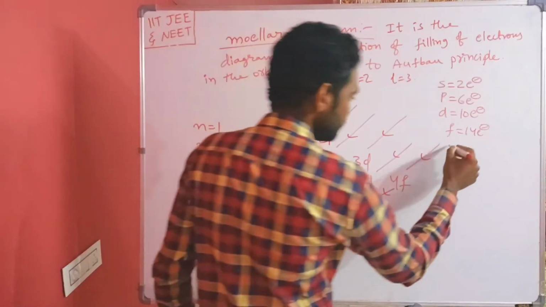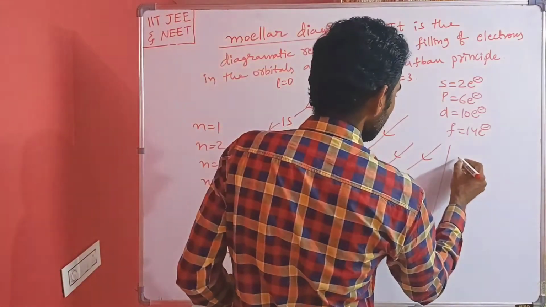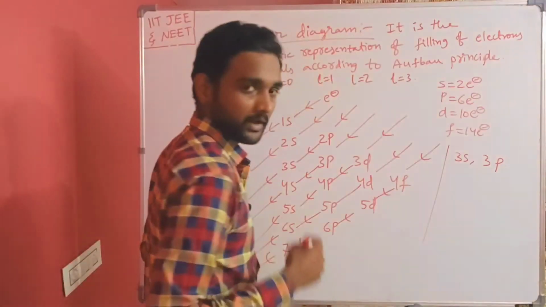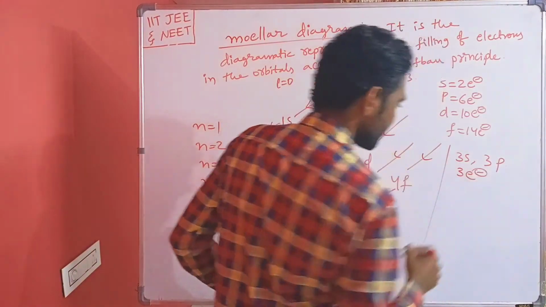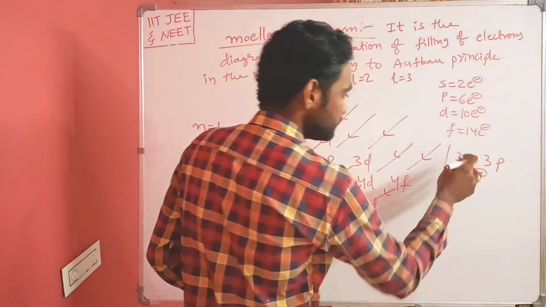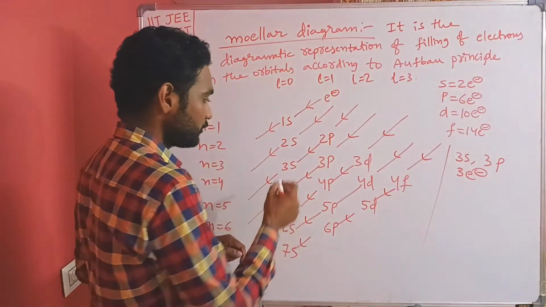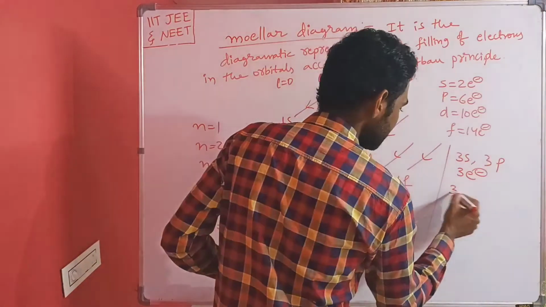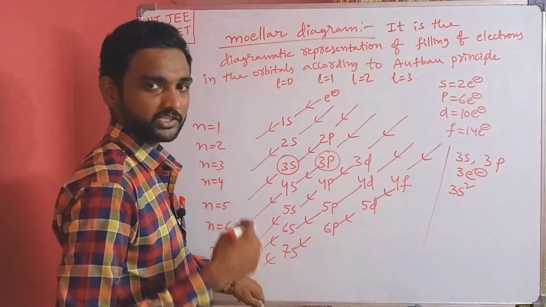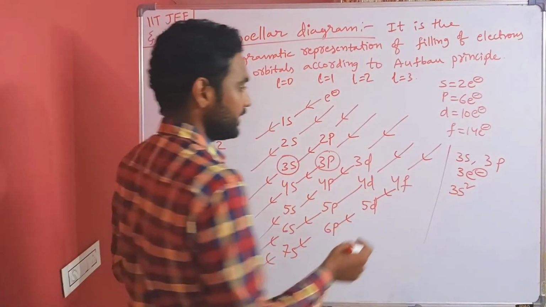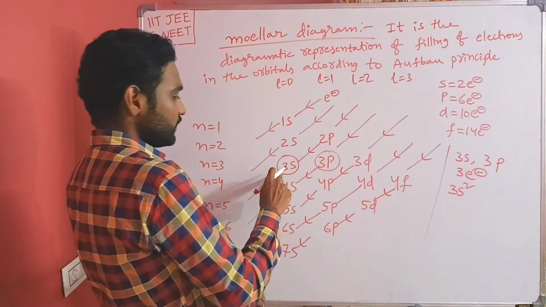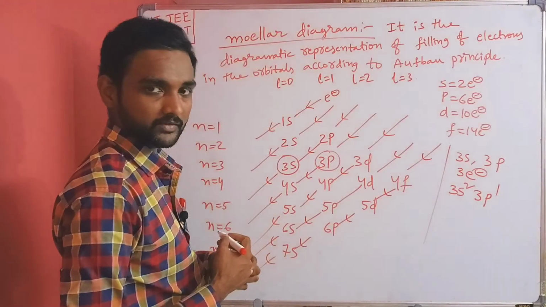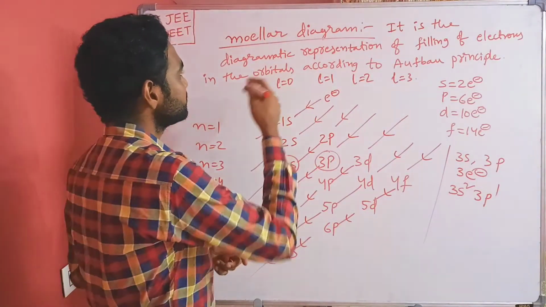Now let me explain with an example. For example, I have 3s and 3p orbitals, and I have 3 electrons. I want to fill these 3 electrons in these two orbitals. According to this diagram, first 3s fills with 2 electrons because the s orbital capacity is 2 only. So 3s2, and 1 electron remains. After filling 3s, that electron goes to 3p. So 3p1. In that way, electrons fill in the orbitals by using the Moeller diagram.